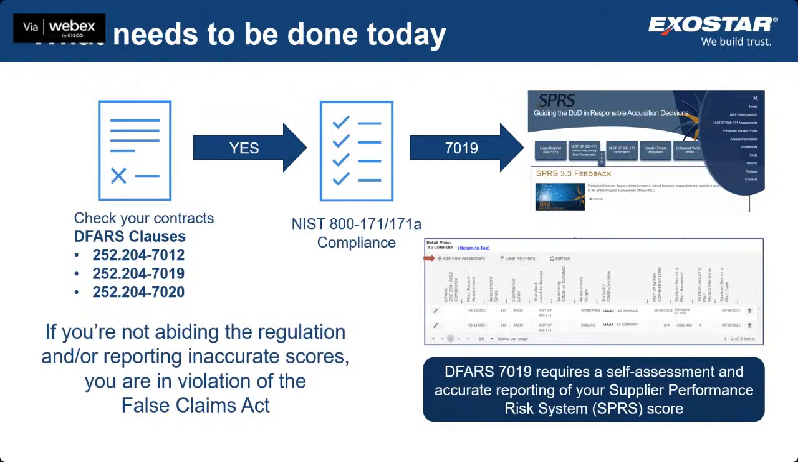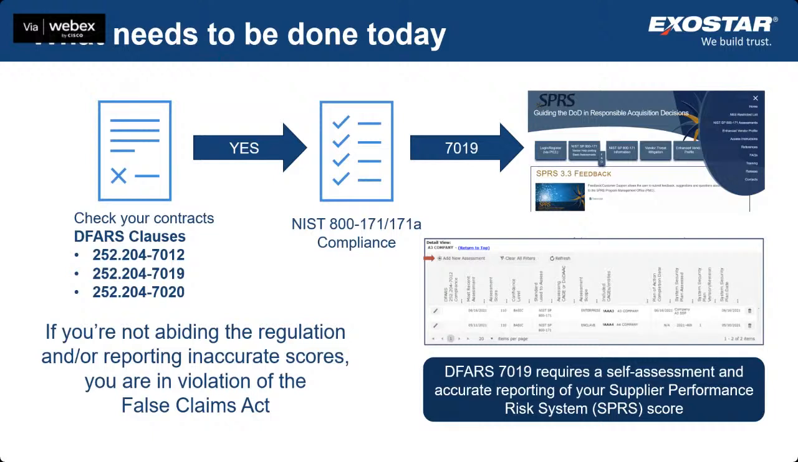NIST 800-171 is a list of 110 controls that you have to have in place, issued by the National Institute of Standards. That's what NIST stands for. And if you've got 7019 clauses in your contract, that requires you to do a self-assessment of how your organization is doing against those 110 controls. You say whether or not you've implemented them, how you've implemented them, to provide proof that you've implemented them, etc.